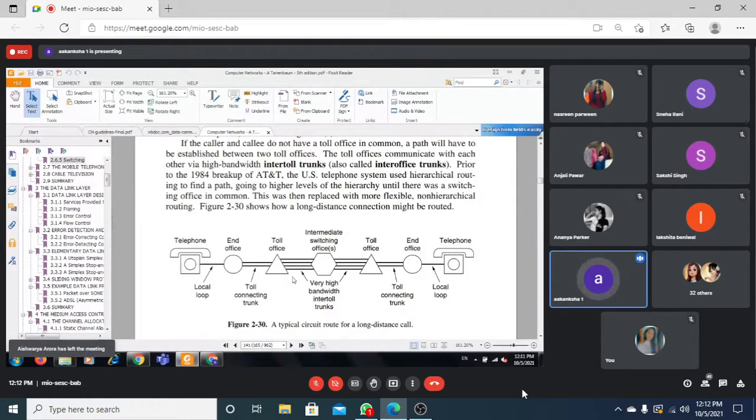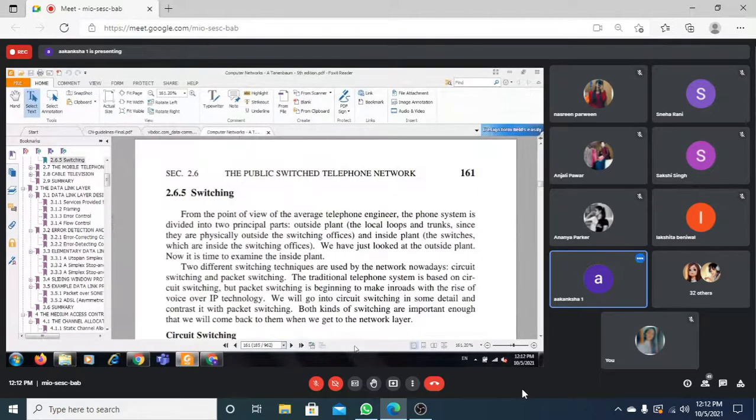So why are we calling them intermediate switching offices? Because here you are doing switching from one line to another line, and you had switching offices which were doing the communication. So in the context of this telephone system, which is shown in figure 2.3 here, now we'll be discussing the switching concept. There are two types of switching which are used in the phone system.